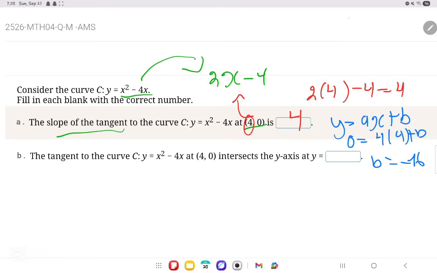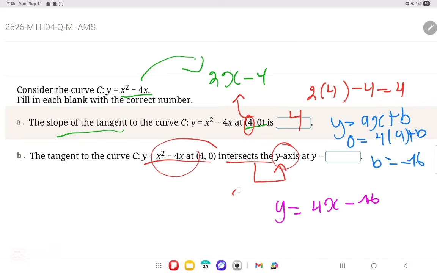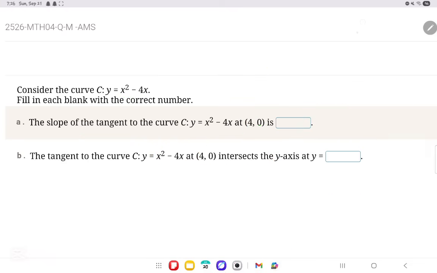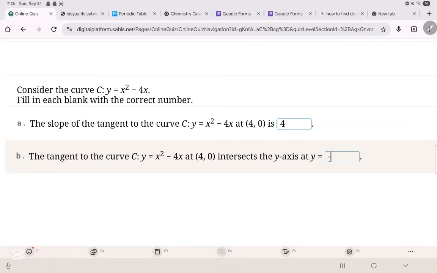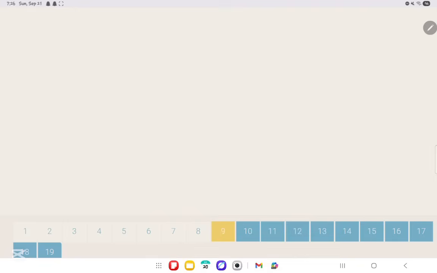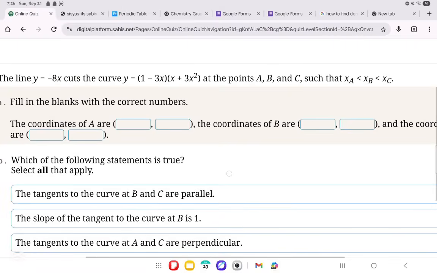Perfect. So now what is the general equation? It is y is equal to 4x minus 16. This is the general equation of the tangent. Now they said the tangent of the curve at this point intersects the y-axis. When they say intersects the y-axis, that means x is equal to 0. So now we need to substitute x by 0. y is equal to 4 times 0 minus 16. So y is equal to minus 16. Very simply, 4 and minus 16. We'll move on to question number 9.